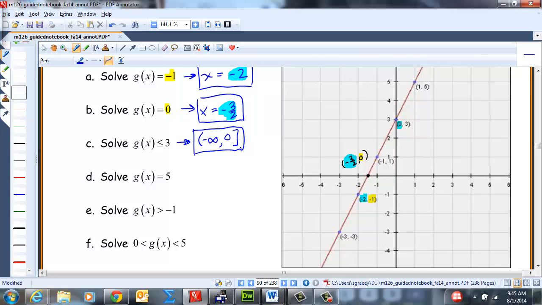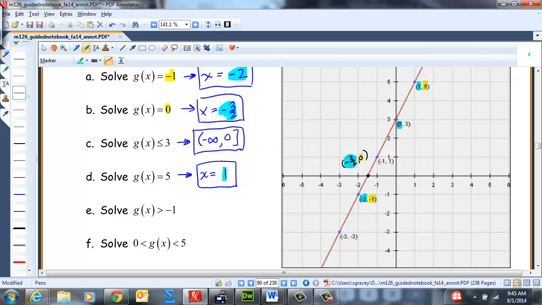Okay, now we're going to solve this guy here, g at x equal to 5. So do you see right here, again, we're back to ordered pairs now. So there is one x value that makes that true. So we would get x is equal to 1. Just a single value, not an interval.